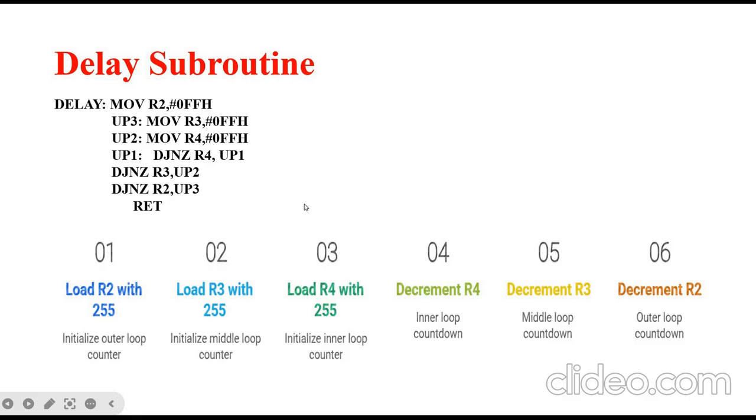Okay. So here DJNZ R4, up1 will decrement R4 and repeat until it is 0, and DJNZ R3, up2 will decrement R3 and repeat until it is 0, and DJNZ R2, up3 will decrement R2 and repeat until it is 0. So here this is a nested loop structure, and it is used to introduce a significant time delay, and this creates a long delay before returning. So once you are done with this, this will return to the main loop.